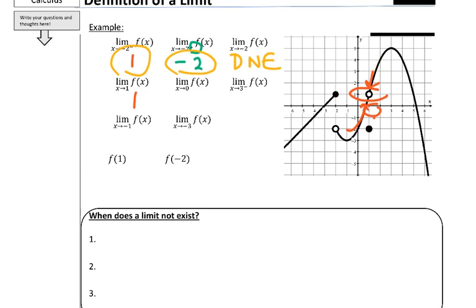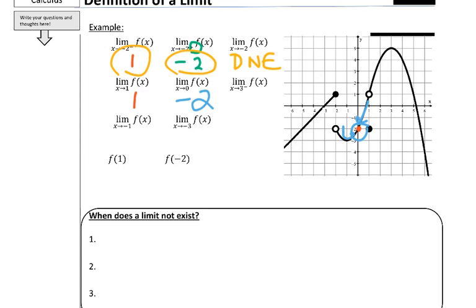All right, we're going to do the same thing for the limit as x approaches 0. So where x approaches 0, okay, so it's really right here. What's happening there? Well, if I approach it from the left and I approach it from the right, do they go to the same y value? And they do. Looks like negative 2.